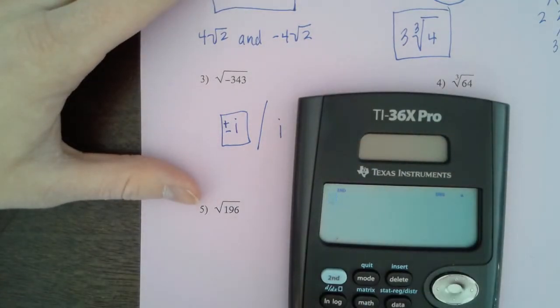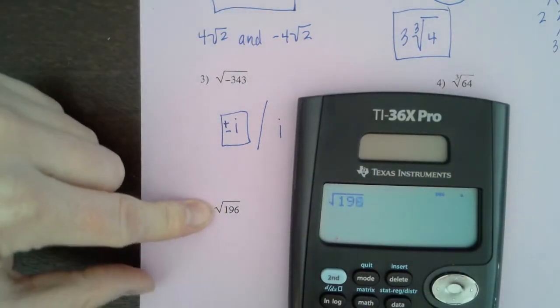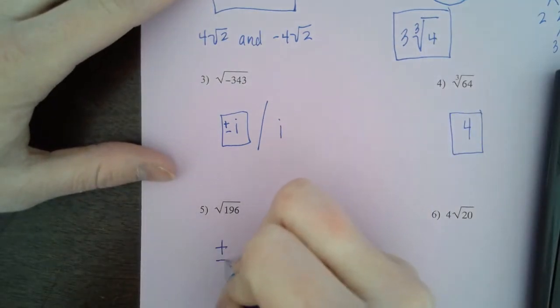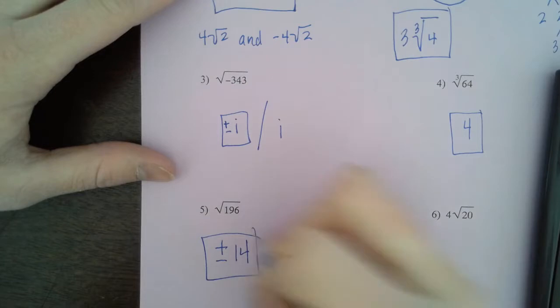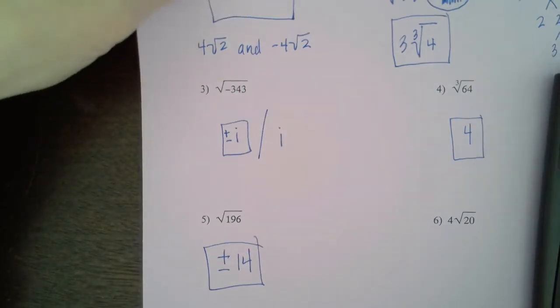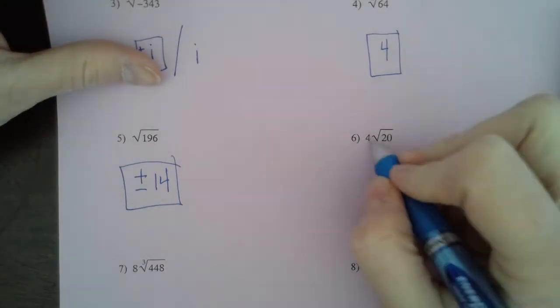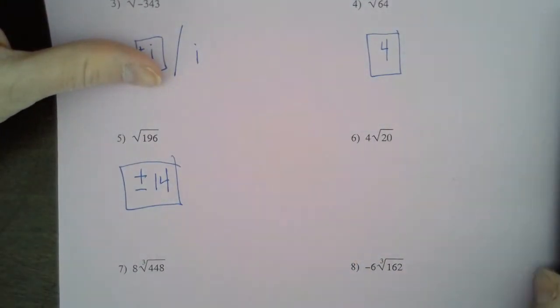So second, x squared, because it's a square root, is 196, and we get 14. Remember, it's a square root, so we have 2 answers. All things with squares are 2. So it's plus or minus 14.